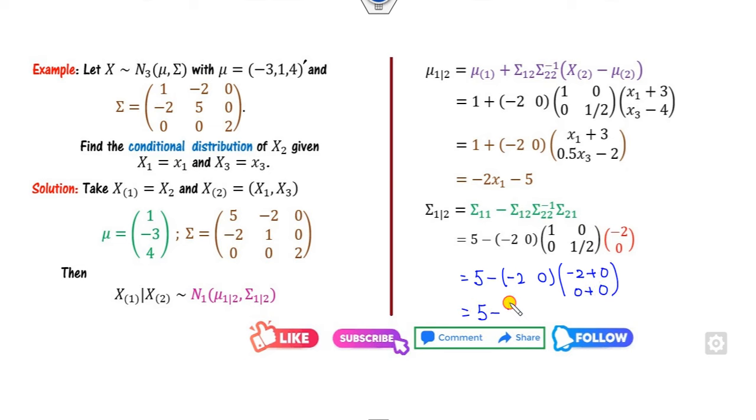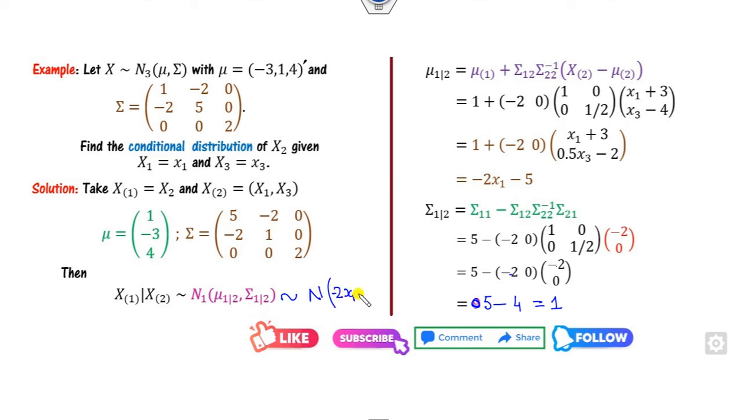Now you can multiply this. It's a 4, 0. So 5 minus 4 is 1. So therefore this component will be 5 minus 4, which is 1. So this will follow the normal distribution with the mean minus 2x1 minus 5 and variance 1. That is the right answer.